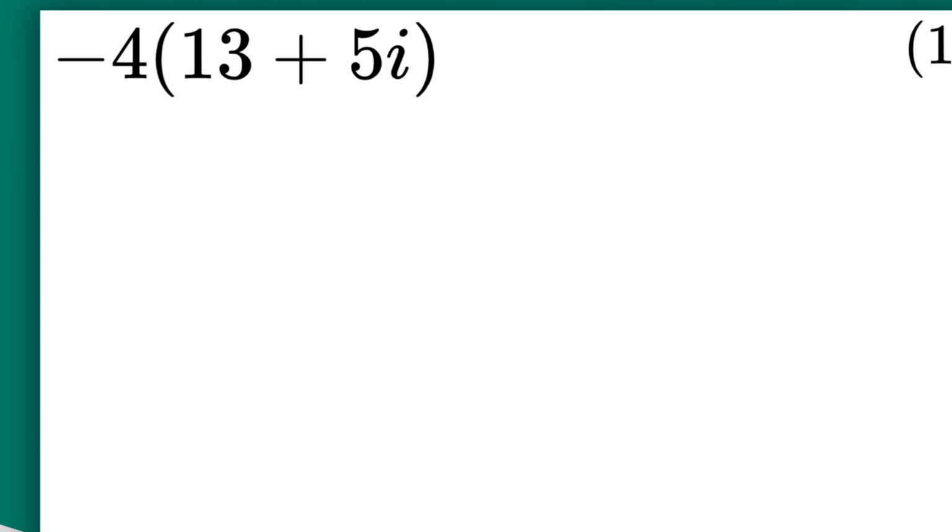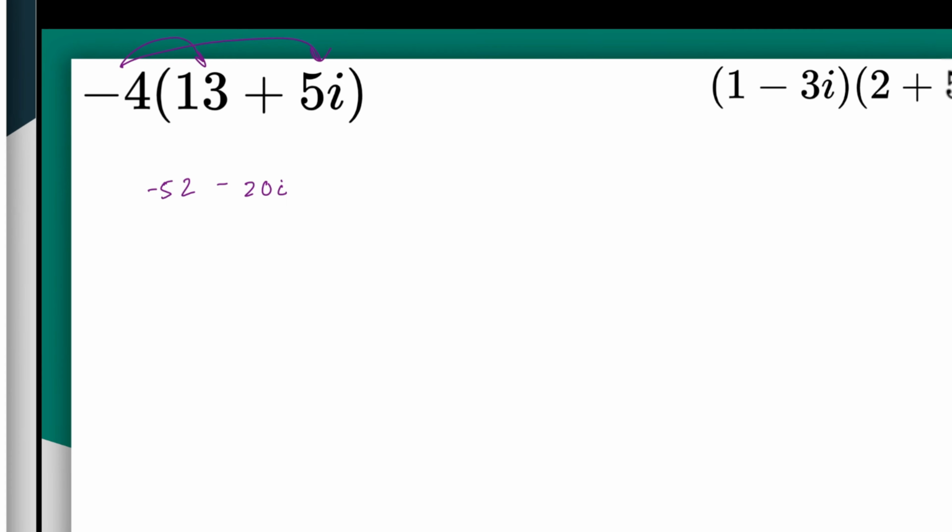So let's look at this first example. -4 times 13 plus 5i. You do this the same exact way you always would, okay? Distributive property, right into both. -4 times 13, you get -52. -4 times 5i, you get minus 20i, and that would be it, okay?